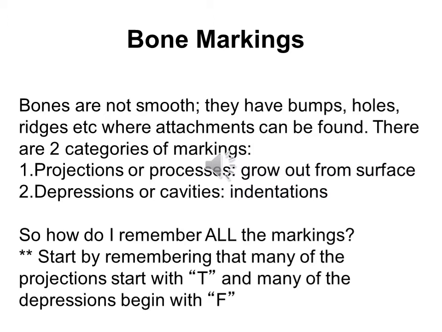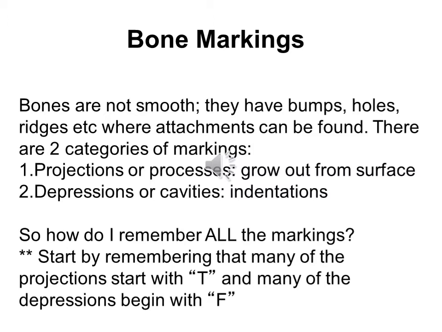We have projections or processes, things that grow out from the surface, and typically your projections are attachments of a ligament or tendon. And then we have depressions or cavities, or you could call them openings, which are indentations most of the time for your blood vessels and nerves.